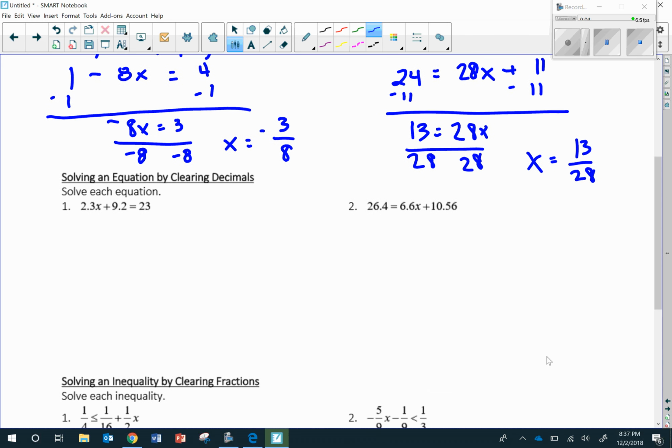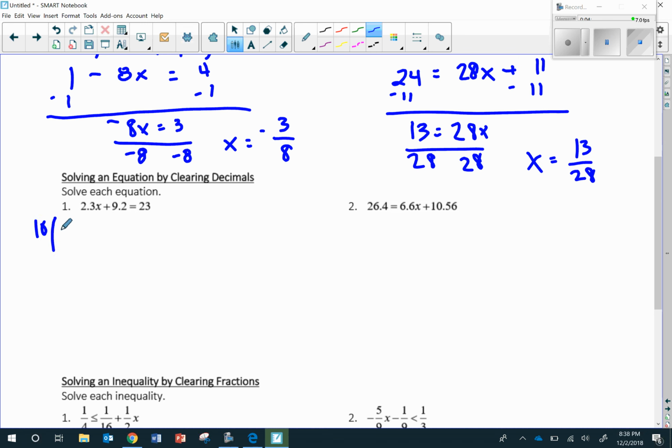All right, so we're now going to talk about how to solve equations by clearing decimals. And what we want to look for here is a power of 10 that will clear our decimals. So we're either going to multiply everything in our equation by 10, 100, 1000, any power of 10, and we look to our decimal places to determine that. So in our first example, there's only one place to the right of the decimal here. So I'm going to multiply everything in my equation by 10.